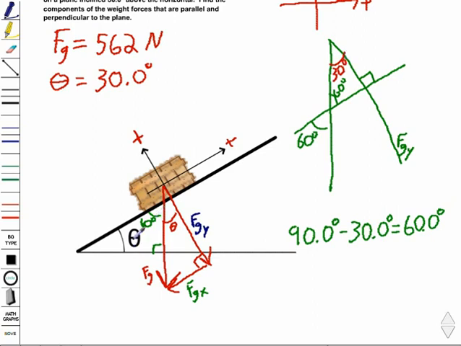So whenever you do these problems, the angle that the hill is inclined at is exactly the same as the angle between your weight, F sub g, and the perpendicular component of that weight, F sub g sub y. So you can always find that angle. That angle is always going to be the same. So this one is 30 degrees.